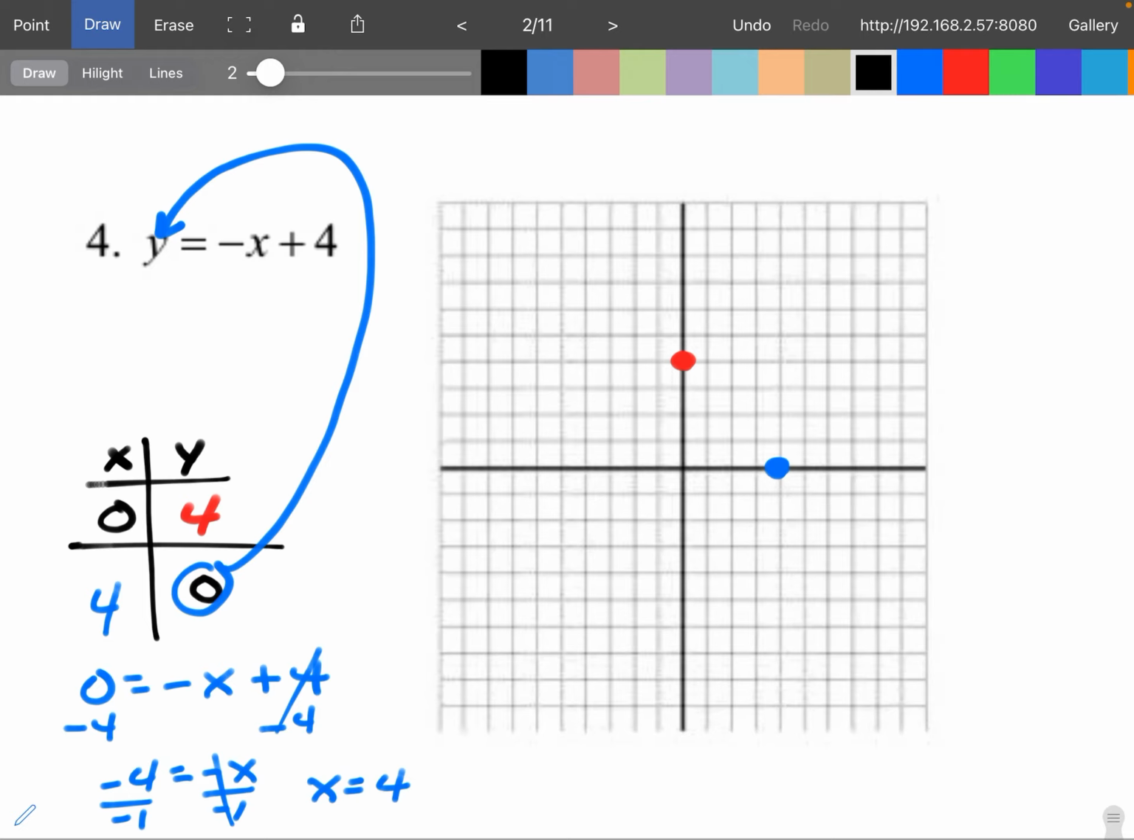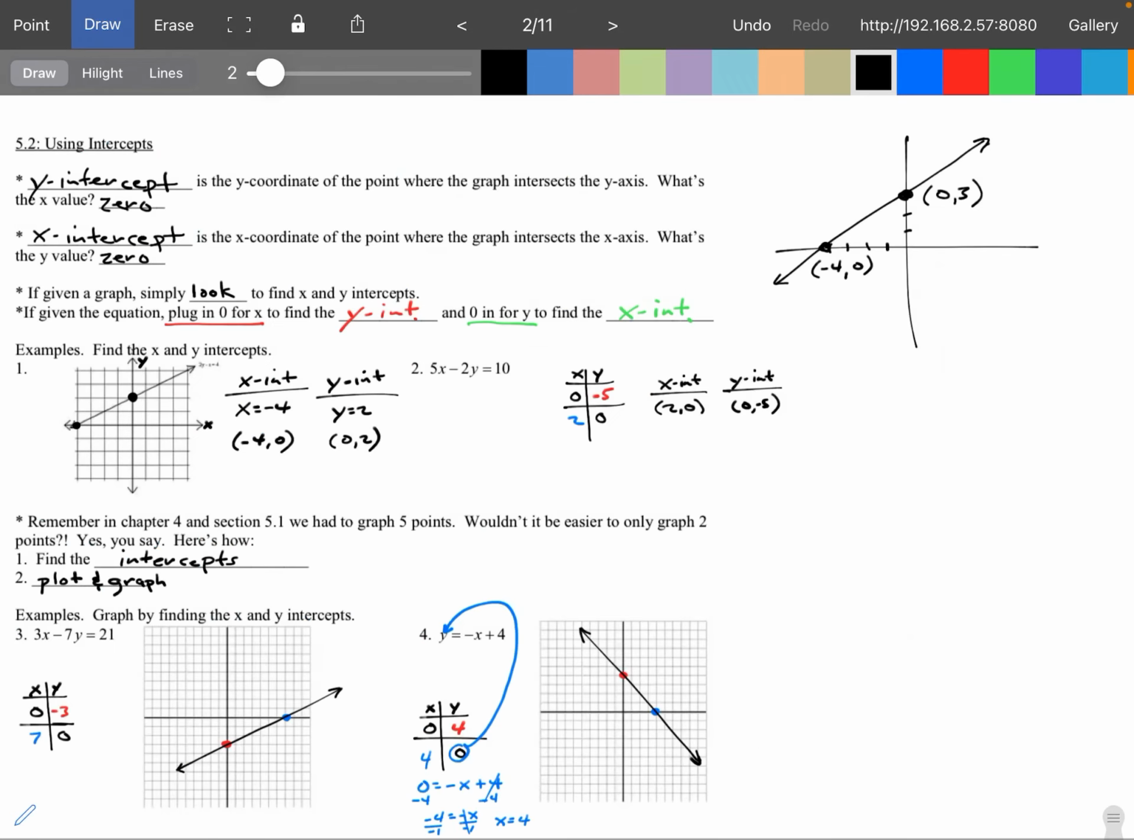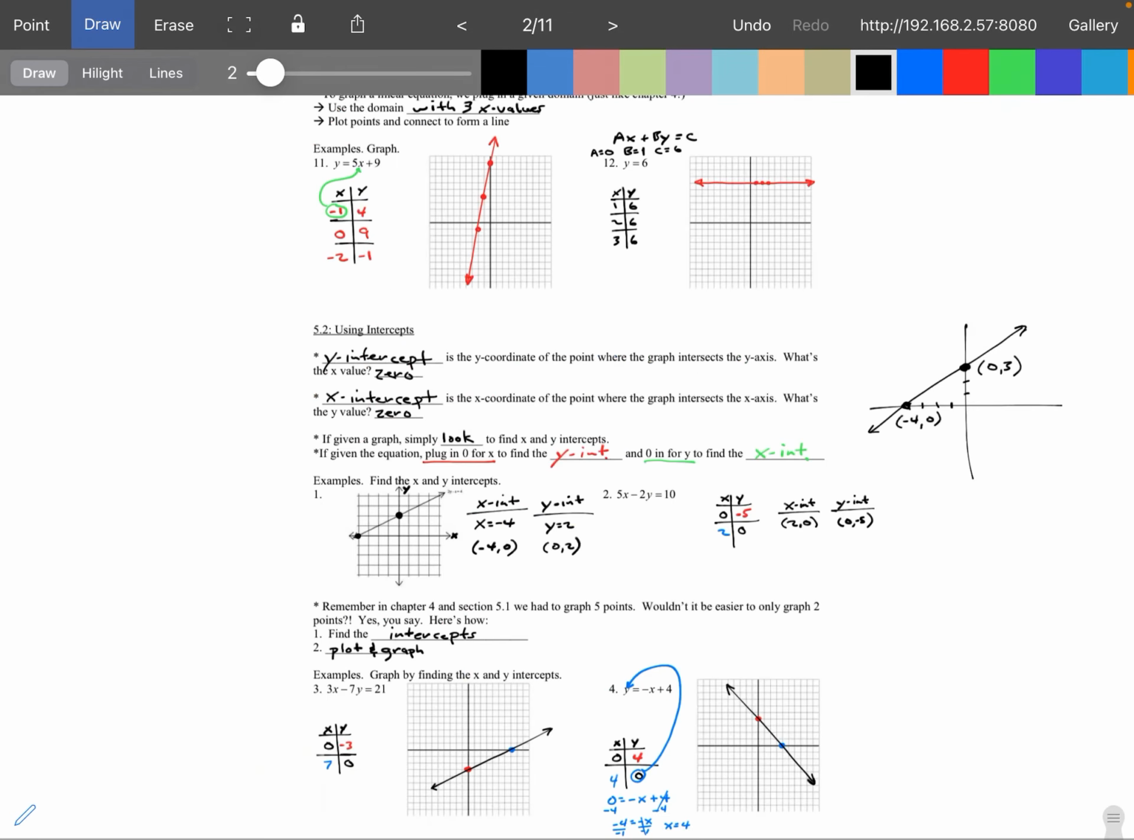Then we just plot those 2 points. So the red point there is (0, 4). So that's 0 left or right, 4 up. And then the blue point, that is (4, 0). That's just 4 right, and then 0 up or down. And then you just graph this line. Like that.